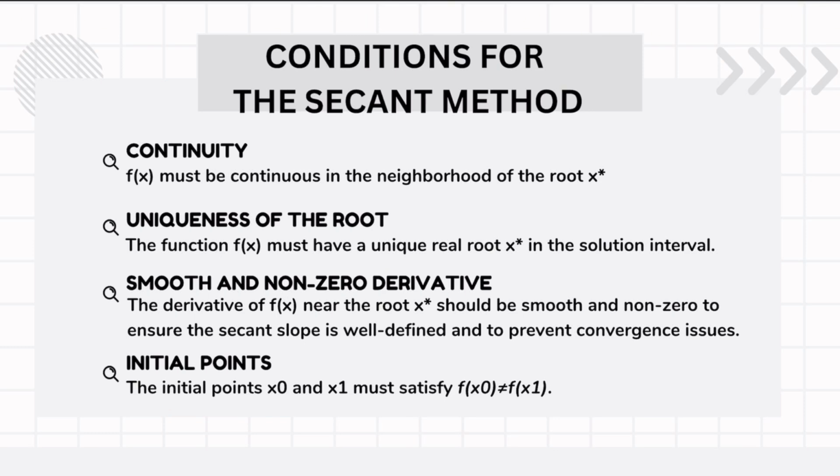Second, uniqueness of the root. Ideally, there should be a single real root x in the interval. Multiple roots could lead to convergence issues. Third, non-zero derivative. The derivative of f(x) near the root must not be 0. Otherwise, the slope of the secant line becomes undefined. Last, distinct initial points. The two starting points x0 and x1 should be distinct, with the outputs of x0 and x1 not the same, so the denominator in the formula does not become 0.